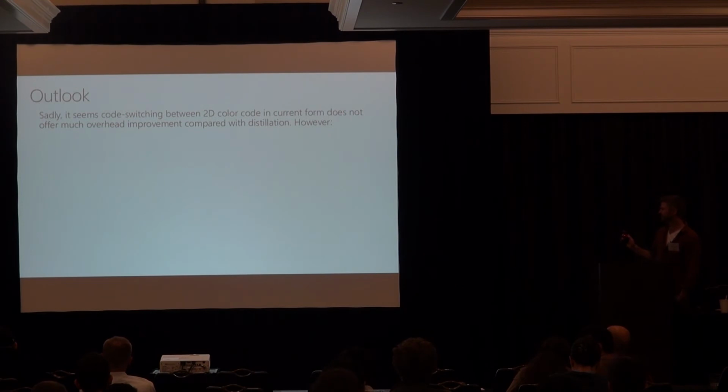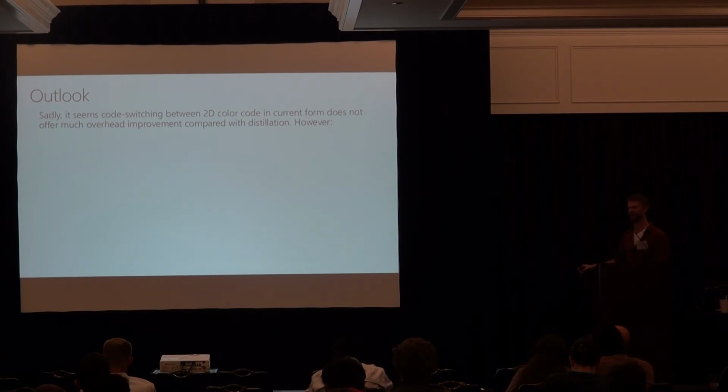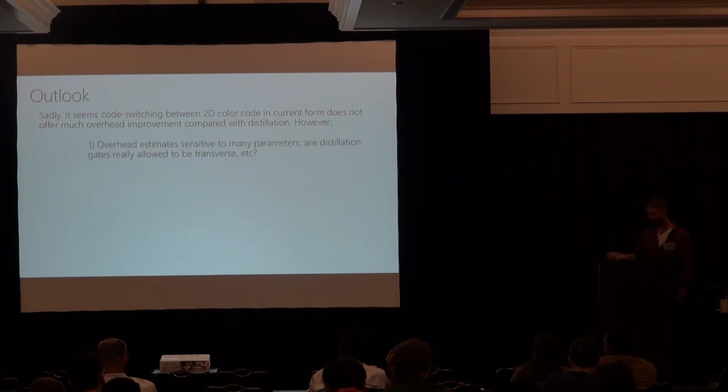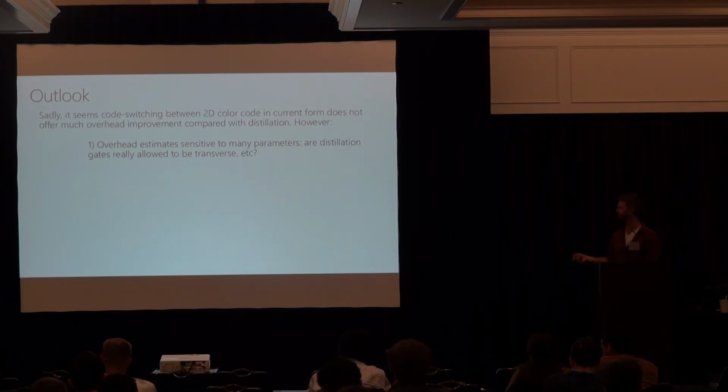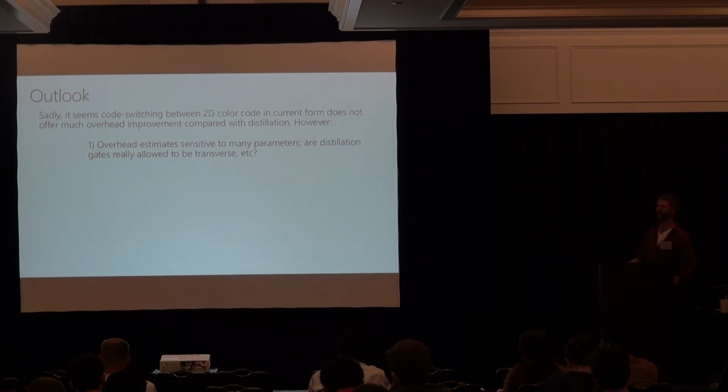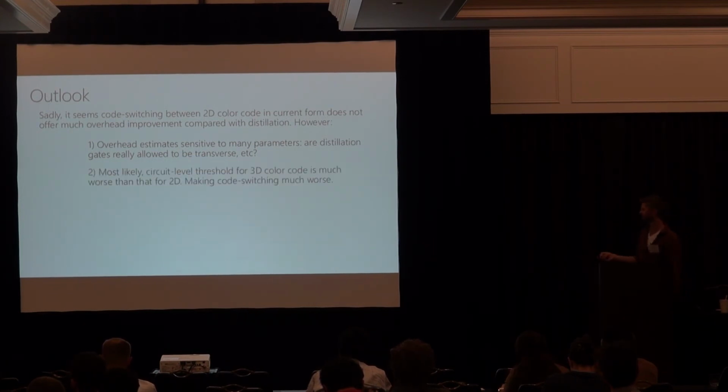Okay, so to conclude, sadly, it seems code switching, at least as it is at the minute, is not as much better as you would hope, to compensate for the difficulty in going to 3D compared with state distillation. But there were assumptions that I made that I didn't go into that could maybe make state distillation look less appealing. For example, you could imagine that it's hard to do long distance CNOTs and things like that. I did not account for that. That would make distillation worse. So that's important to remember.